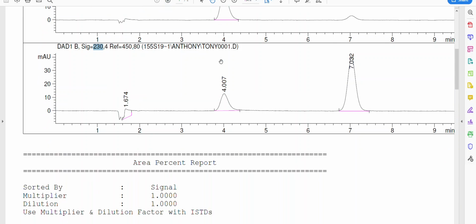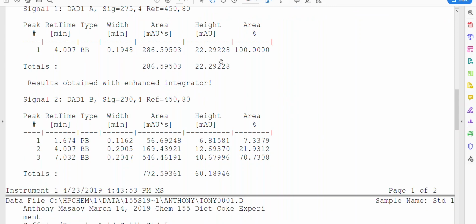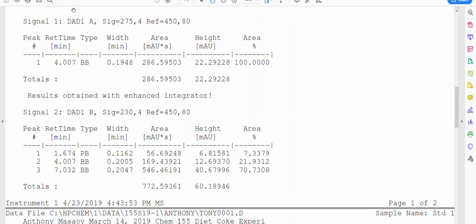So what we want to do is record the data from these chromatograms, and the data appears in a big table down below here. Now there's signal 1 here and signal 2 here, so there are 2 tables. The first table is for 275 nanometer data, and in this case the only peak that got recorded was the 4-minute peak. For convenience, let's simply take the 4-minute and the 7-minute peak at 230 nanometers, and we will record these data.